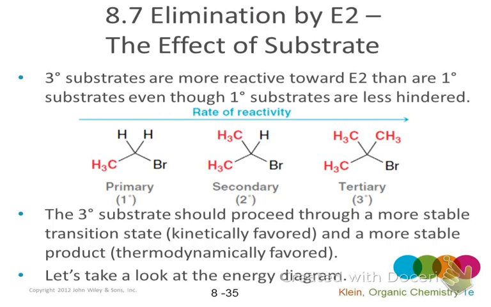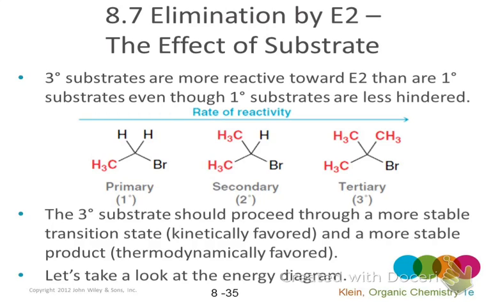Think about your energy diagram. There's one on the next page, but I'm just going to draw it generically. This is your transition state. There are reactants, and here are products. Let's say this is primary, and I say at tertiary it's faster. What does it mean? Lower activation energy.